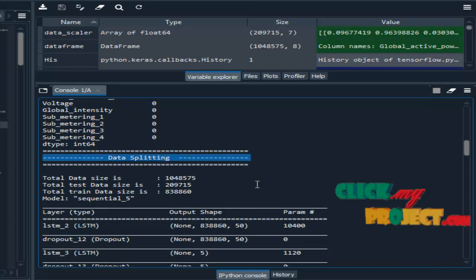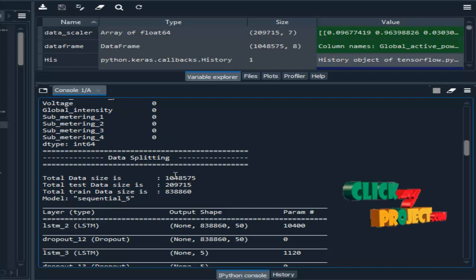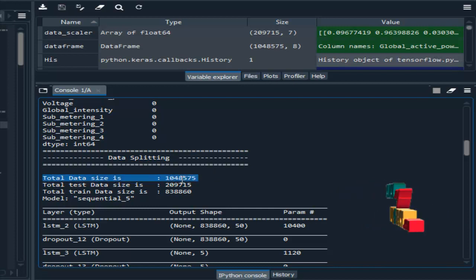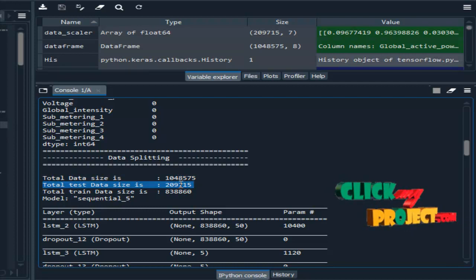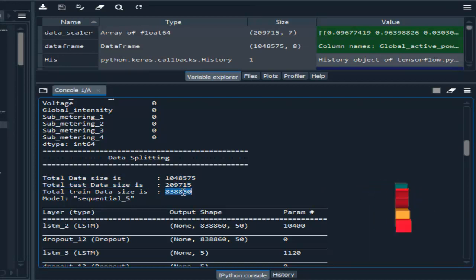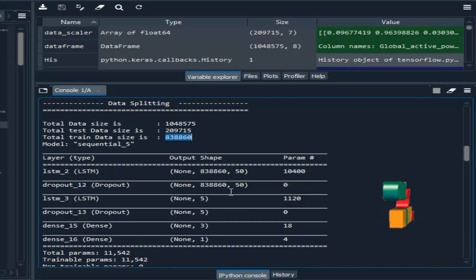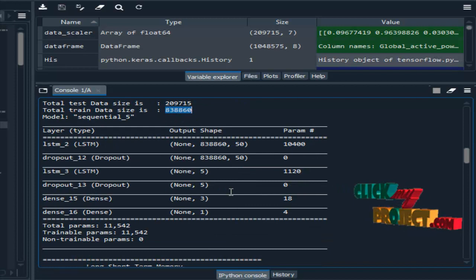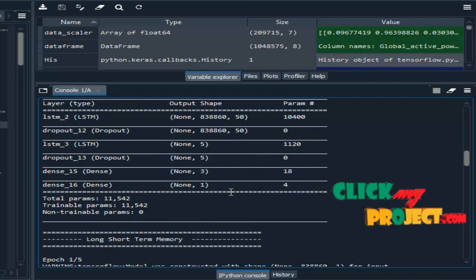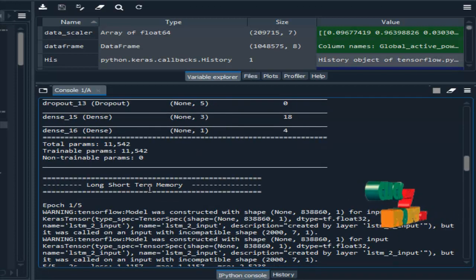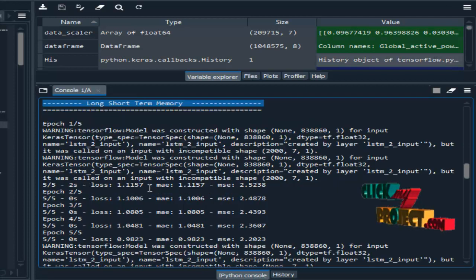Then data splitting. This is the total number of data present in our dataset, this is the total number of test data, and this is the total number of train data. Based on the ratio we split the whole dataset. Then we implemented two different deep learning algorithms. One is the long short term memory.